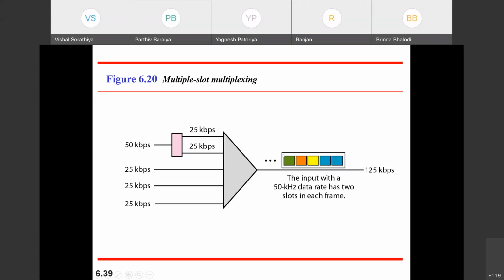So in the frame, the first 2 slots are just for the first 50 kbps contribution, while the yellow, orange, and green are for the rest of the speeds.